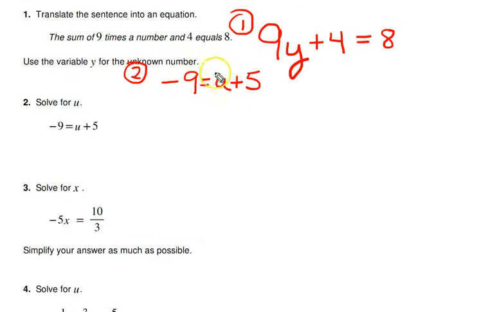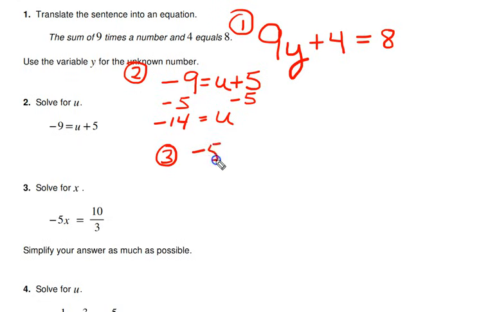So we want to isolate the U. So one way to do it, and again, you could transpose, but we're going to subtract 5 here. Subtract 5 there. What we're doing to one side, we do to the other, and we end up with U equals a negative 14. So I can see they're starting us off pretty easy.